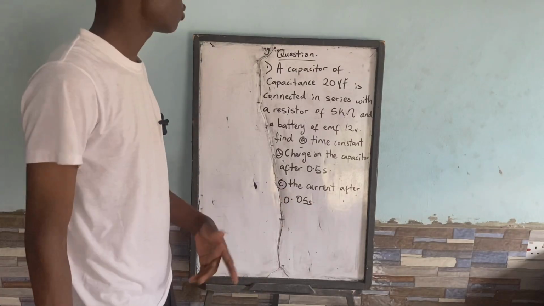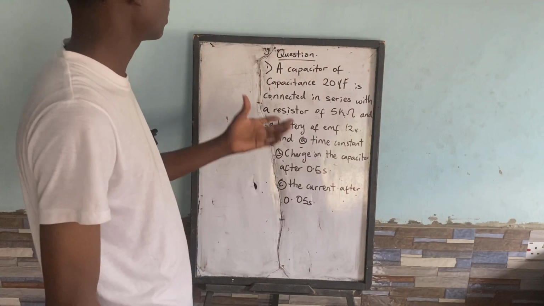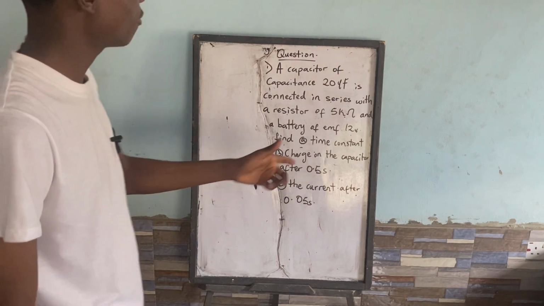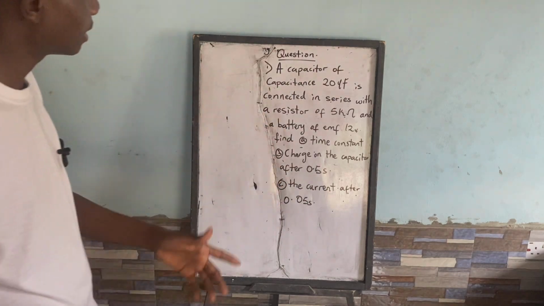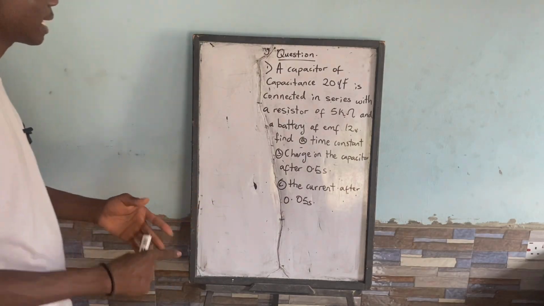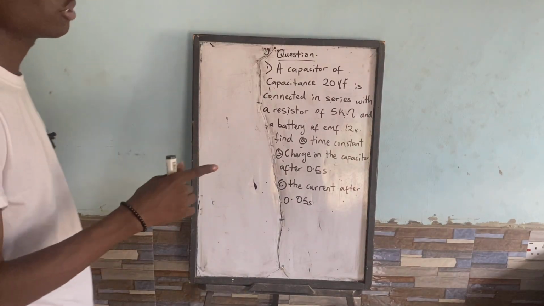This question is on charging of a capacitor. It says a capacitor of capacitance 20 microfarad is connected in series with a resistor of 5 kilo ohm and a battery of EMF 12 volts. Find: A, the time constant; B, the charge on the capacitor after 0.5 seconds; C, the current after 0.05 seconds. The first thing we're looking for is the time constant.